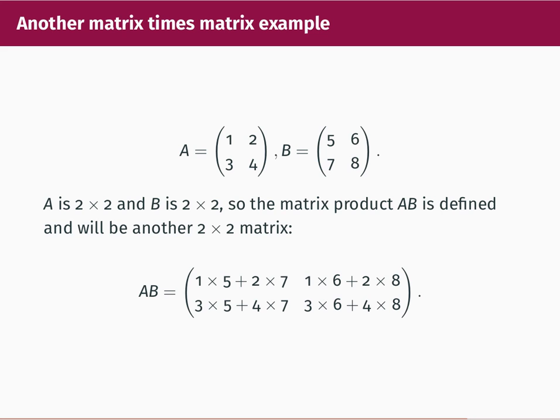Let's do another example because this definition is complicated. So this time we will have a 2 by 2 matrix A and a 2 by 2 matrix B. So their product AB is defined because the number of columns of A equals the number of rows of B. They're both 2. So the 2 in the middle will cancel out and the result will be 2 times 2.